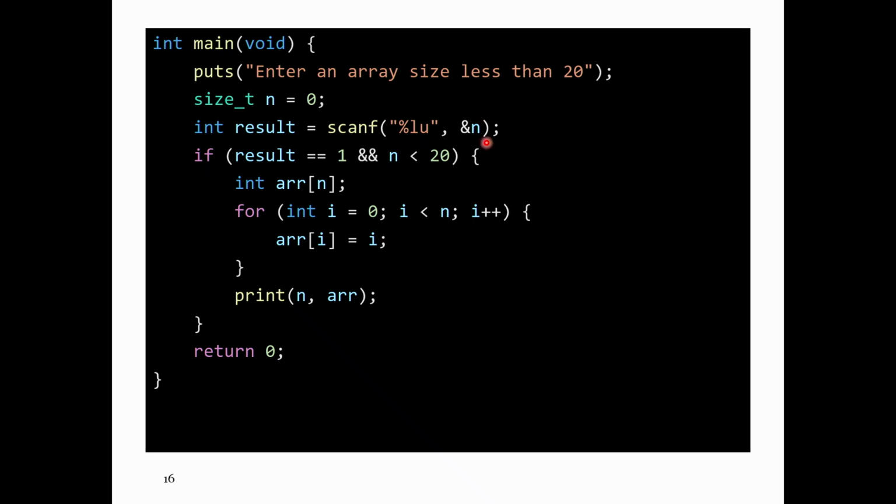If I want to change the value of n inside the main method from within another method, I can't pass in n because the other method's not going to get the variable n. It's going to get the value that's stored in the variable n, right? So if I want to change n, I have to pass in the address of n. And so that means scanf takes a pointer for all of its following arguments. So that's why you have to take the address of n in this case.